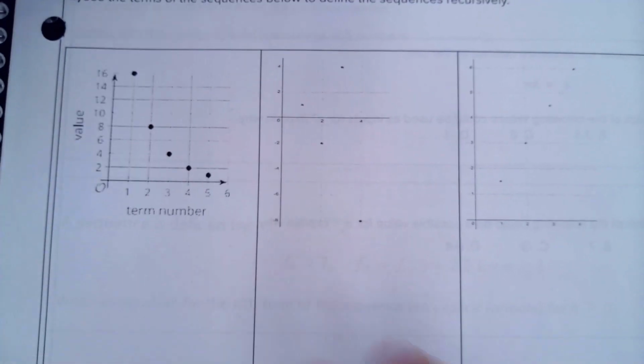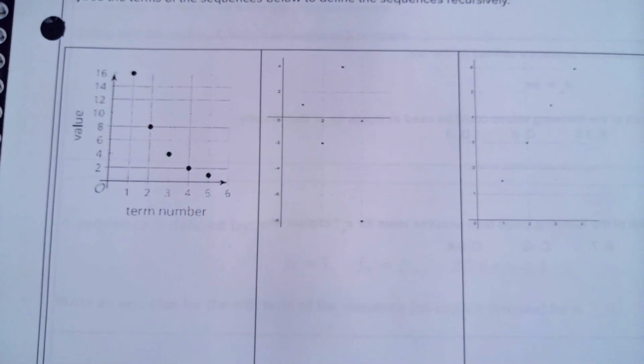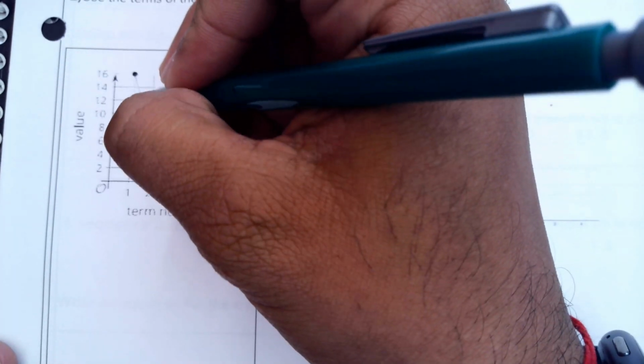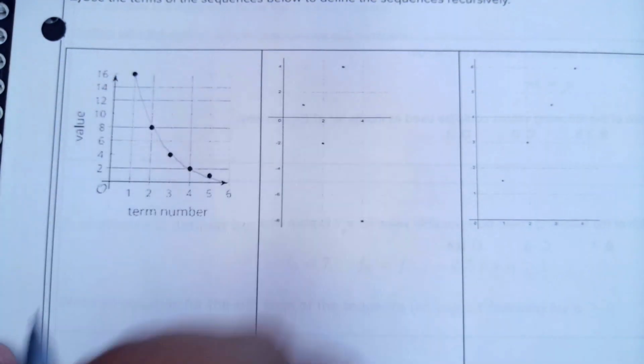You're asked to again find the recursive definition. We need to figure out what kind of sequence this is. Looking at it, I can see that it is decreasing drastically, so it's not an arithmetic sequence, it's a geometric sequence. And I can also see the first term of the sequence.